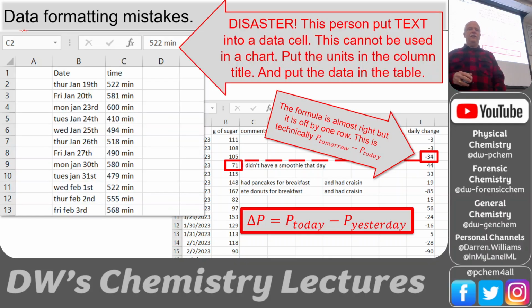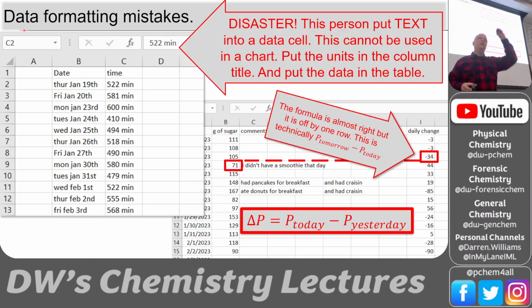And then this is a disaster. This person put letters, text, in with their data, and so you can't plot that. If they sent me their control page that said, how come my chart won't chart anything? And I looked and their data had text. It was a mixture of numbers and text. And so the chart didn't know what to do with that.